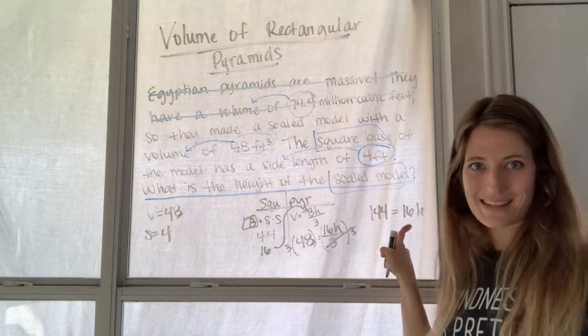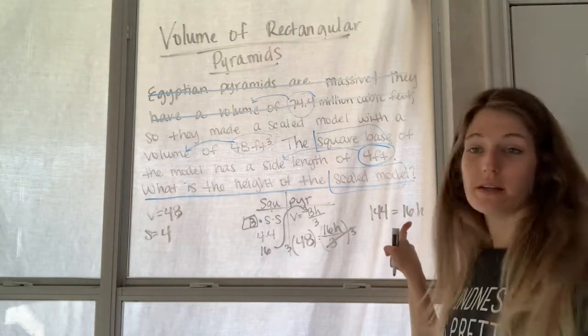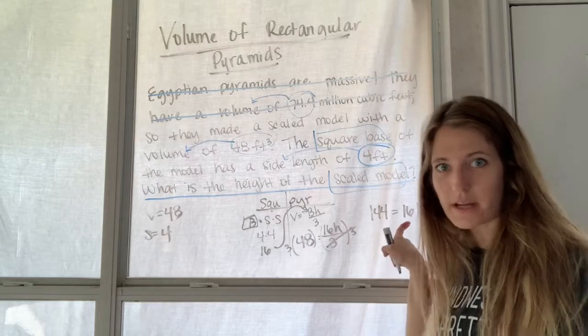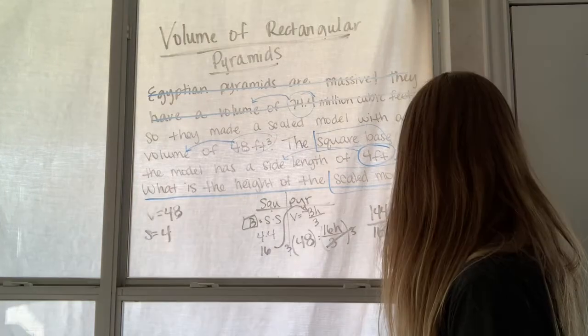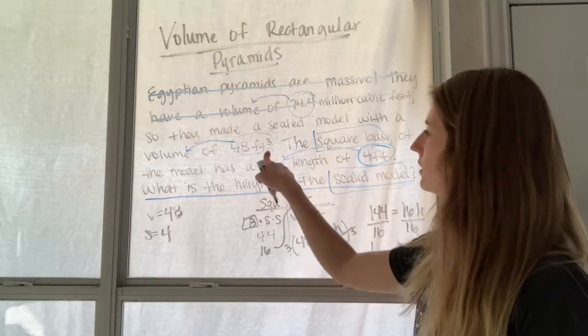And my last step is to undo what's being done. And what's being done is H is being multiplied by 16. So I need to divide both sides by 16. 9 feet.